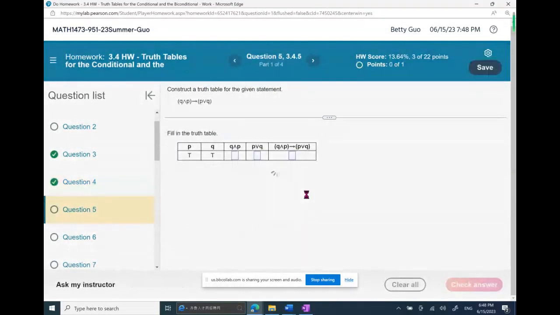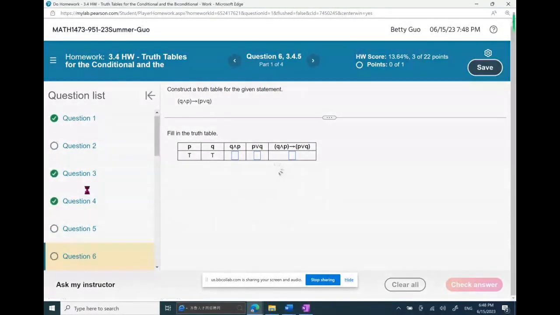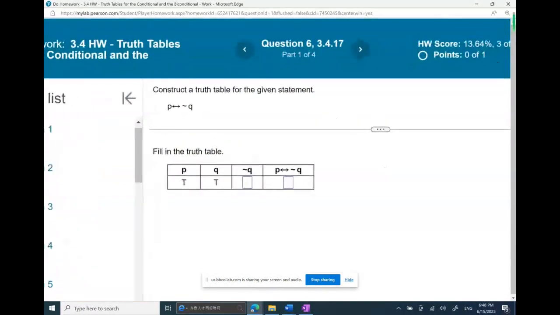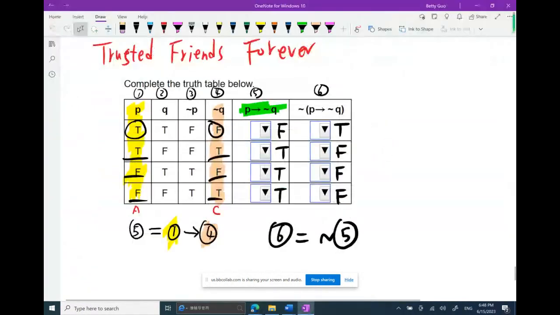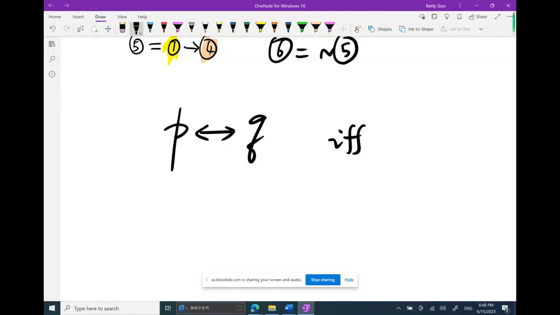Okay, so let's find a biconditional. The last basic one, here, biconditional. Remember the notation. Biconditional is if and only if, or biconditional statement. So the two components are equivalent.